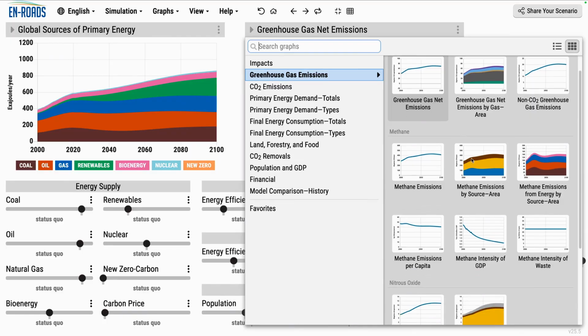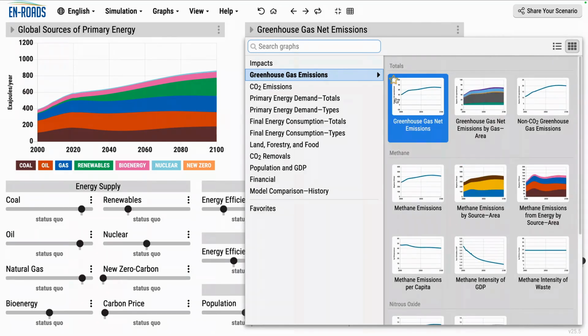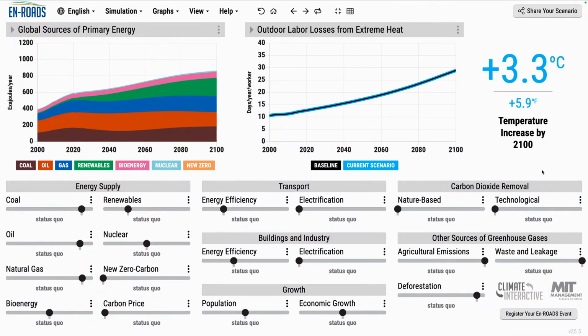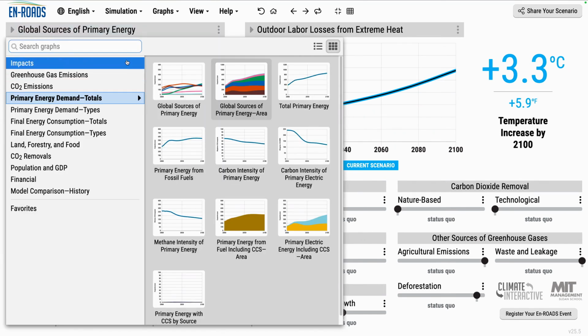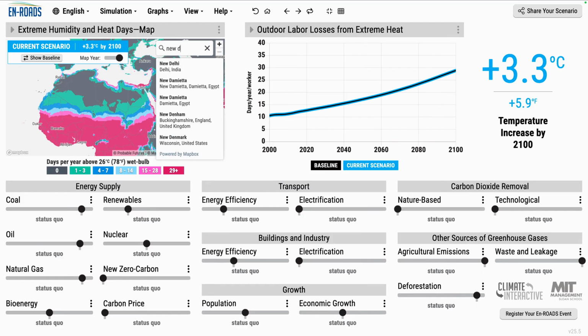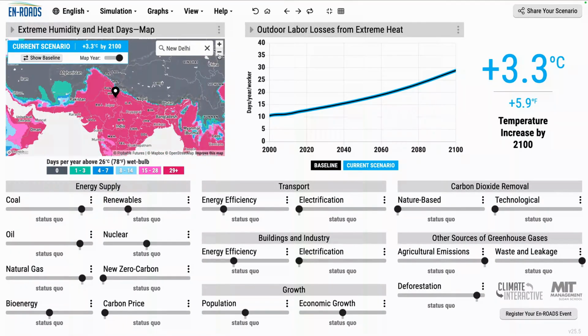As an example, we can show what they're concerned about, and if someone says, I'm concerned about outdoor labor loss, we would go here to outdoor labor loss from extreme heat. And we would say, where? Well, let's go look at one of the maps. Here is a map of it, and you could type in any place in the world. So someone might say New Delhi, and you type in that city, back it up a little bit, and then show them the impacts there. So the first thing is just connect to people's interests, concerns, and desires.